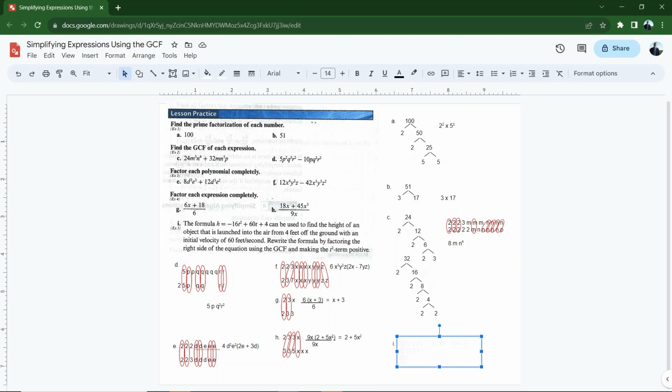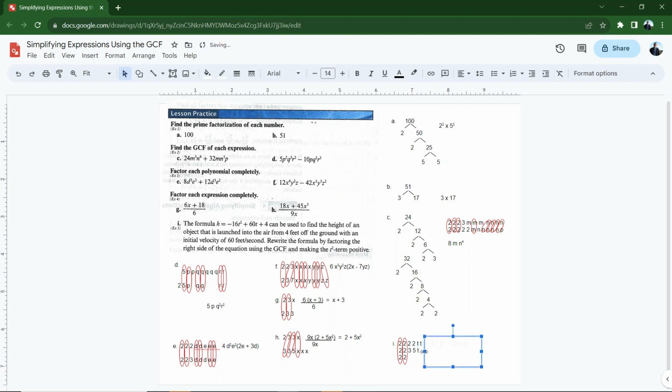One of the things they say that we need to do is make sure that the t squared term is positive. I'm going to show you how to do that in this. It's kind of tough to do, but part of what we're doing is we're dealing with a trinomial now, not just a binomial. We have 3 terms, and we need to find the greatest common factor of all 3. So what are we going to start with? Well, let's start by finding the prime factorization of each of our terms here.